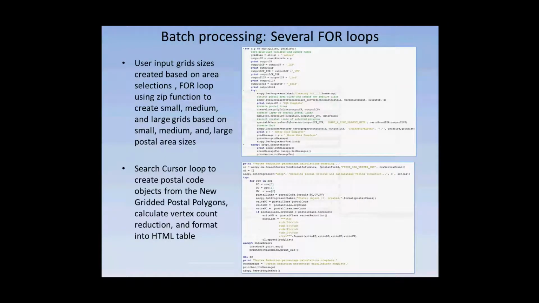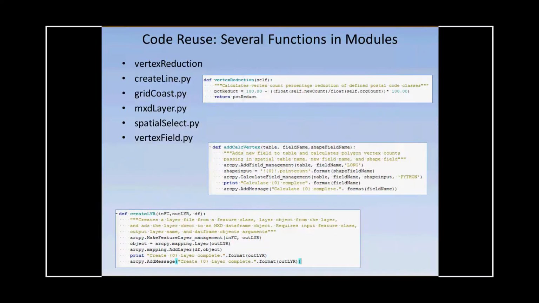Batch processing, I've had several for loops in there. I had a for loop with a zip function that looped through those area sizes that the user put in and matched them up with the grid sizes that they put in to create those different size grids, small, medium, and large for the small, medium, and large polygons. I also had a cursor loop that looped through the table and the original vertex counts, compared the original vertex counts versus the new vertex counts, and put those into an HTML table.